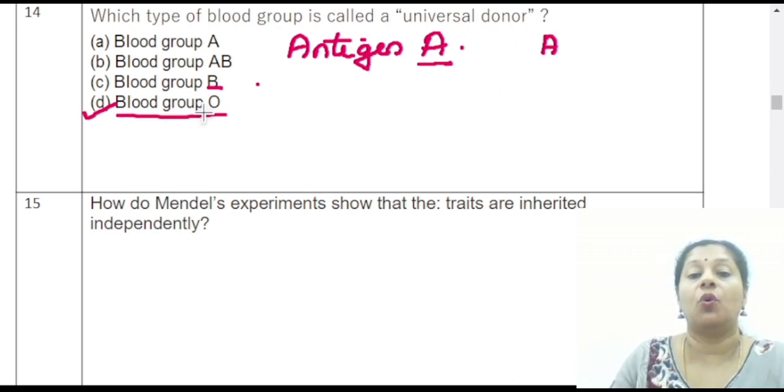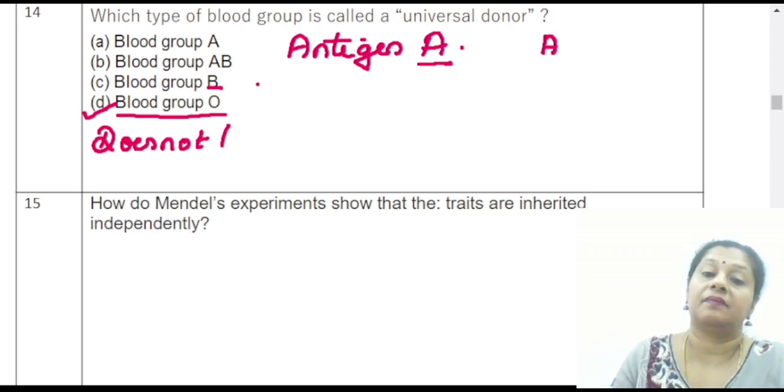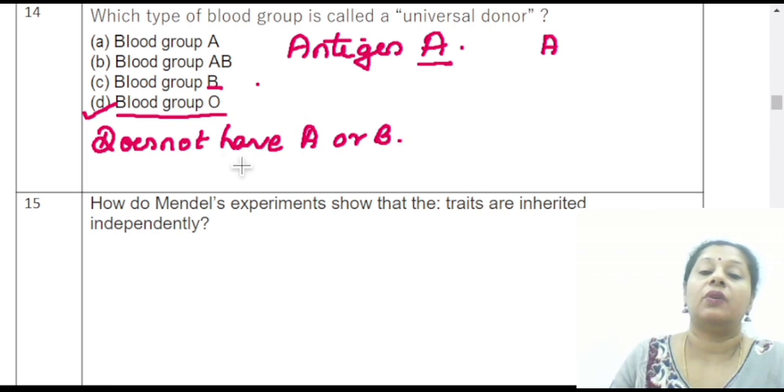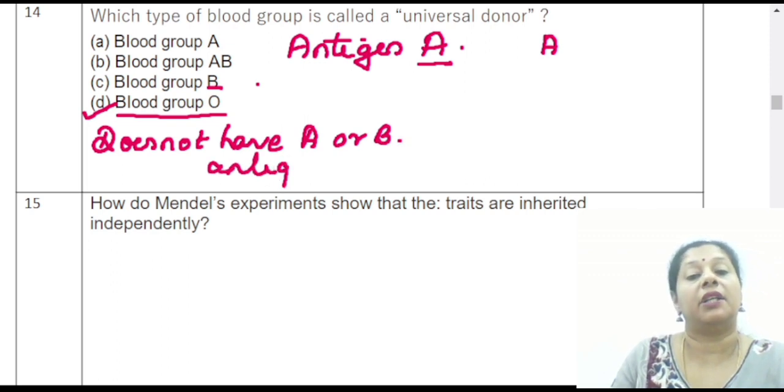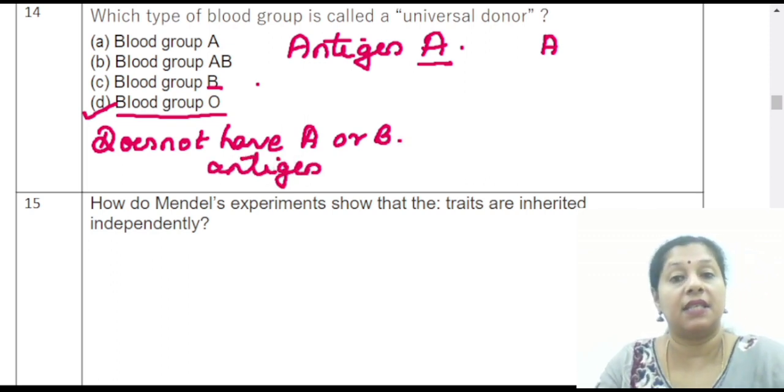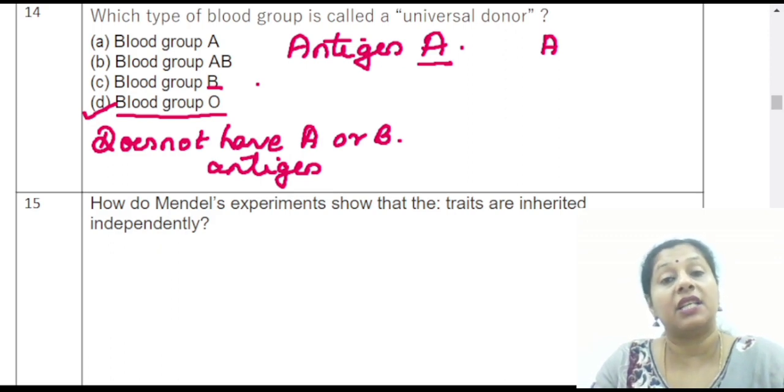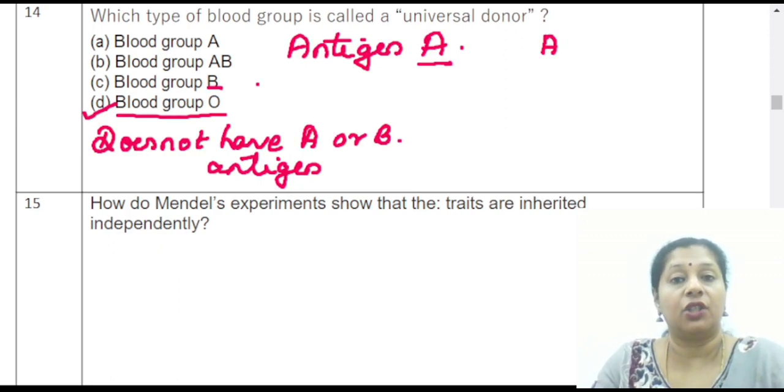But blood group O does not have any A or B antigen. So even if it is given to another blood group, the antibodies present in that will not react with the antigen. So O group can be given to other blood groups, so it is called a universal donor, whereas AB blood group does not have any antibody, so it can receive any other blood group, so it is called a universal recipient.